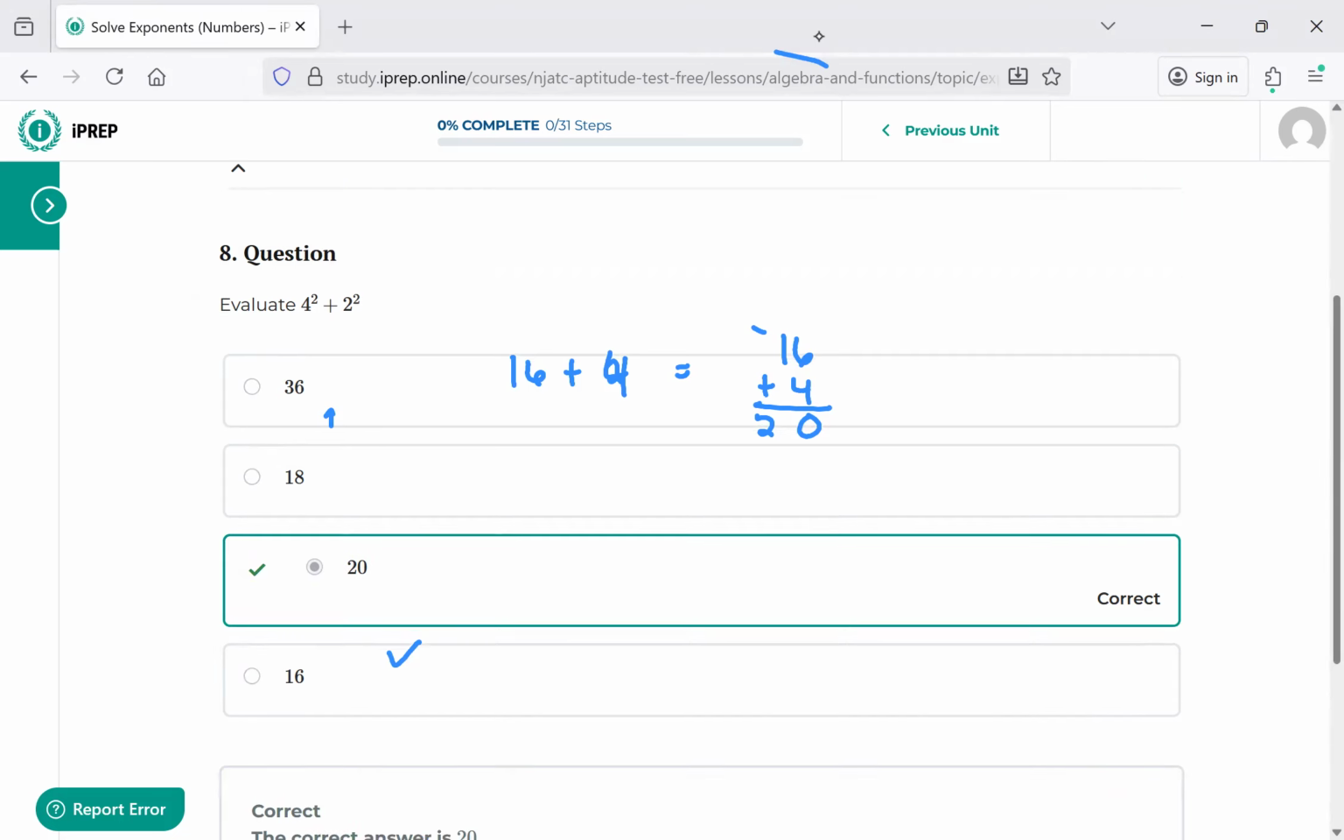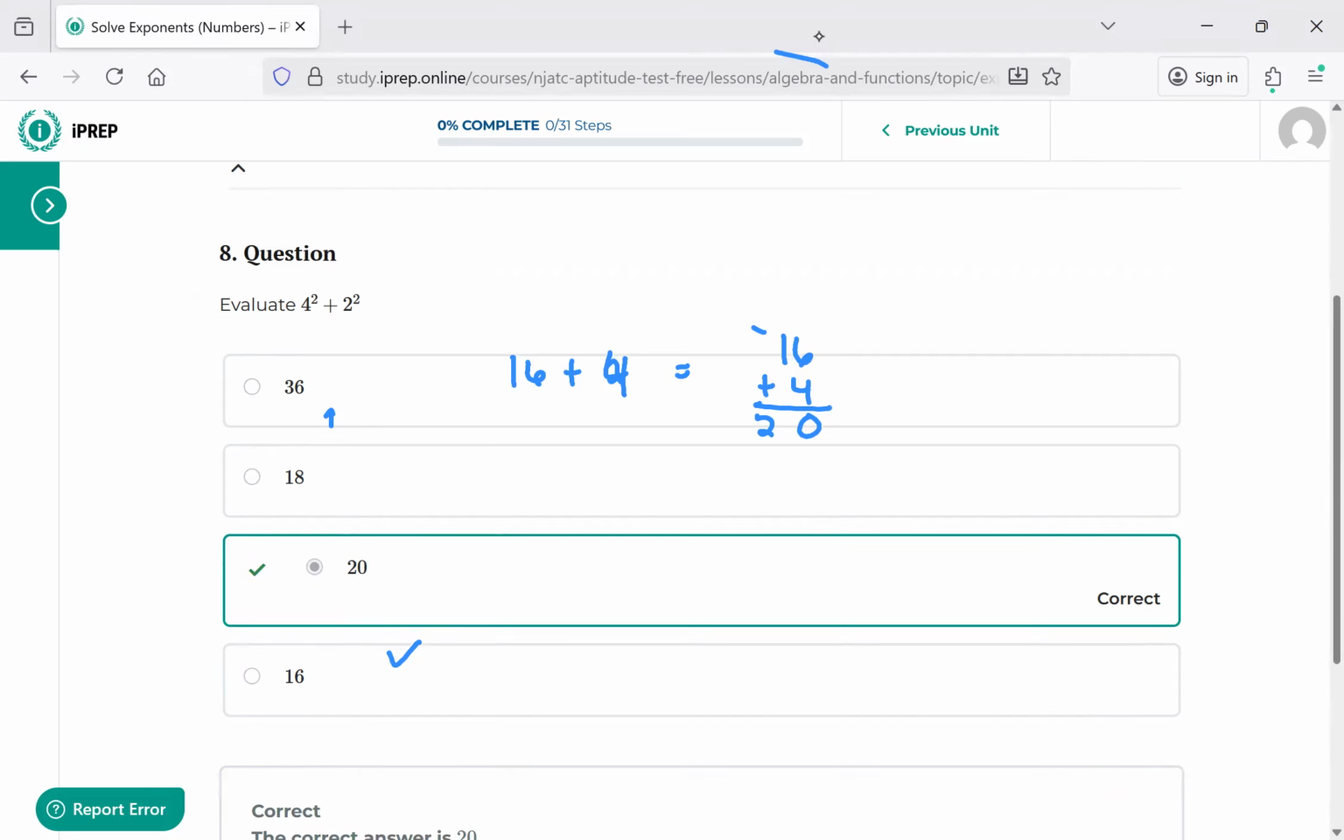Evaluate 5 to the third minus 2 to the third. As you can see, there's no way we could put it in a common base, 5 and 2, and it doesn't matter because there's no rule for subtraction. So we just gotta figure this out. What's 5 to the third? Honestly, I'm not sure. 5 times 5 times 5. 5 times 5 is 25. I think it's 125. Yes, 125.